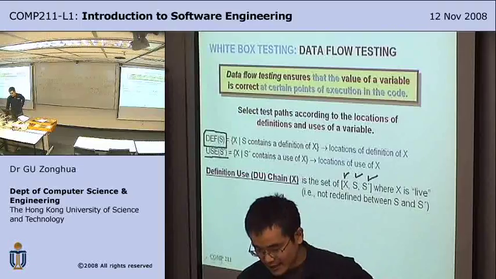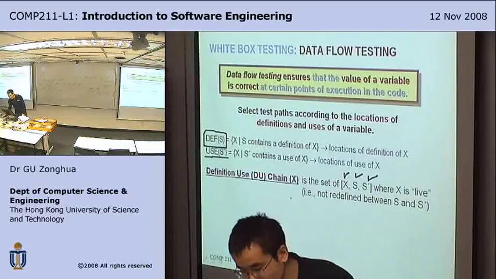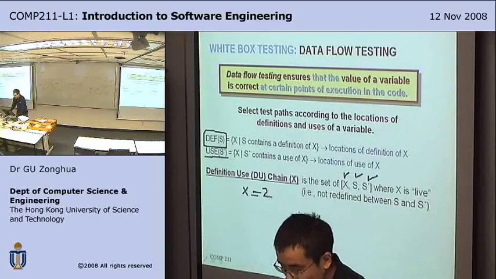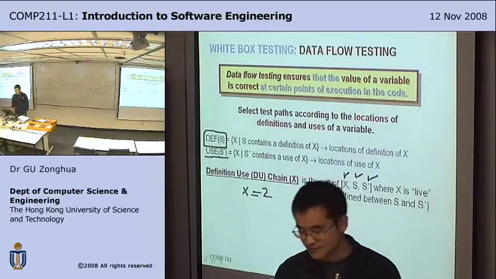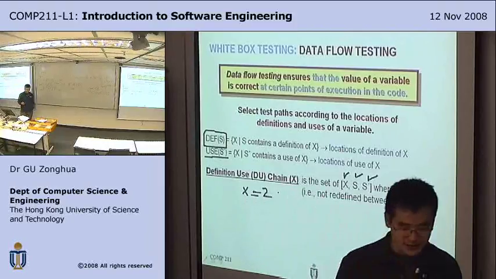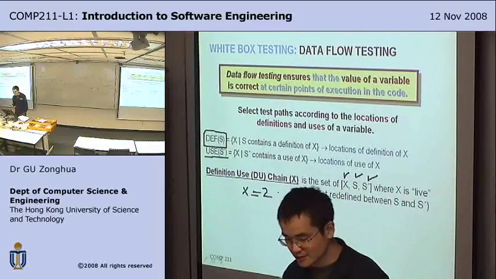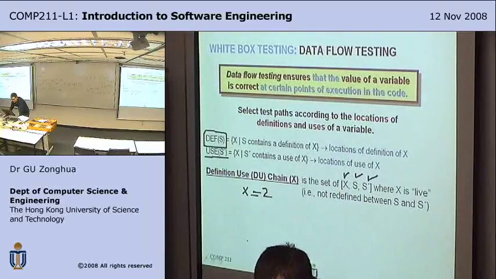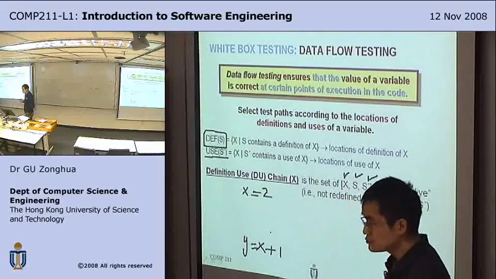So what is a def? A def is something like, say, x equals 2. That is a definition of x. Notice that it's not a declaration. If you have int x, that's a declaration, not a definition. Definition is assignment of a value. Use is perhaps y equals x plus 1. That is a read, a use of x's value.